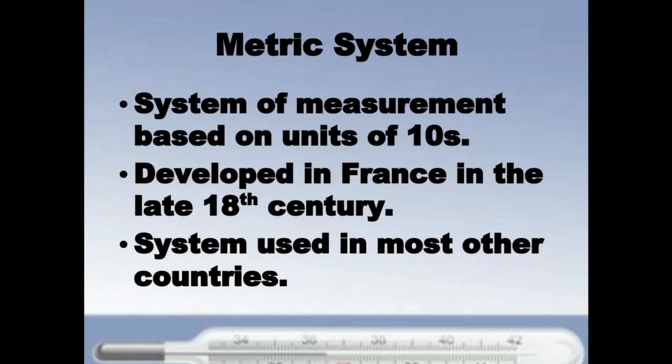And this system is far easier because it's based on units of 10. If you were converting from one metric unit, maybe meters to centimeters to decimeters, all of those are going to be in increments of 10, 100, 1,000. So this was developed in France in the late 18th century. And like I said, almost everywhere around the globe uses this metric system.